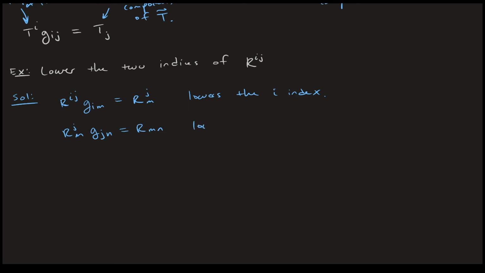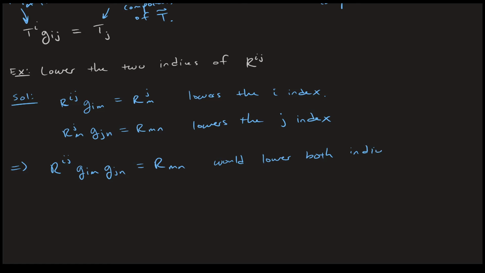And that lowers the j index. So we take Rij up, multiply by Gim down, Gjn down, and that leaves us with Rmn down. So this would lower both indices simultaneously.